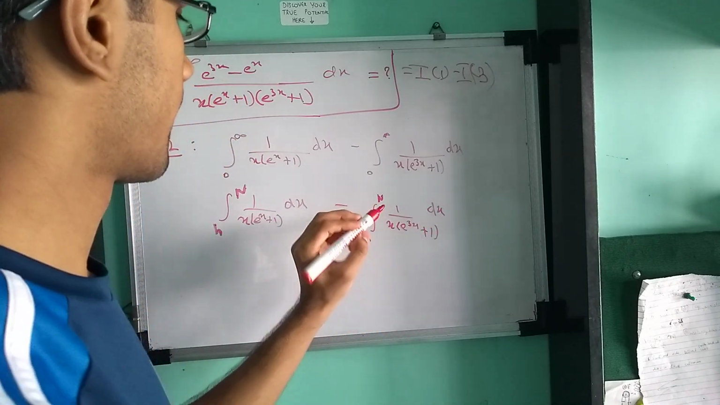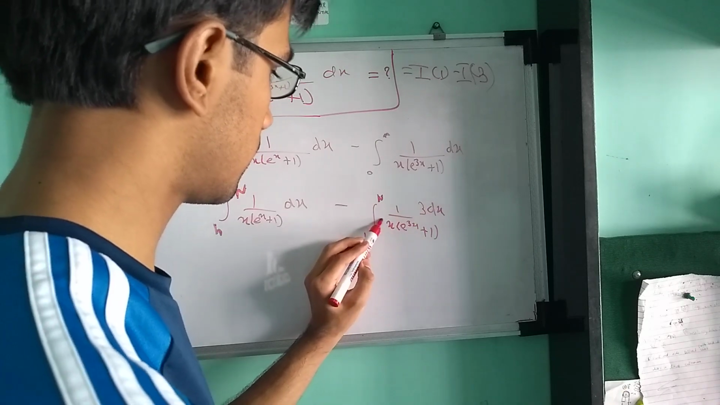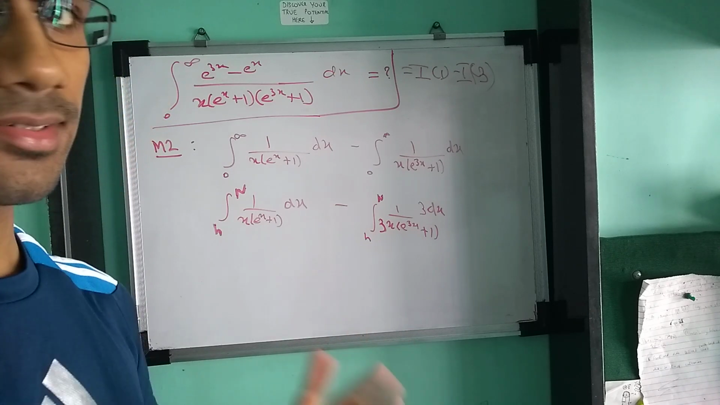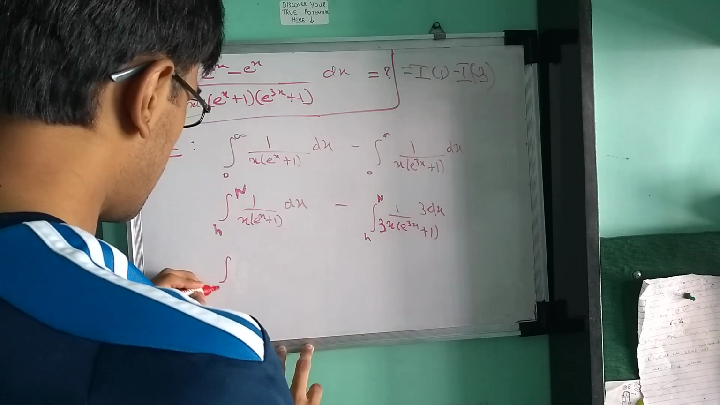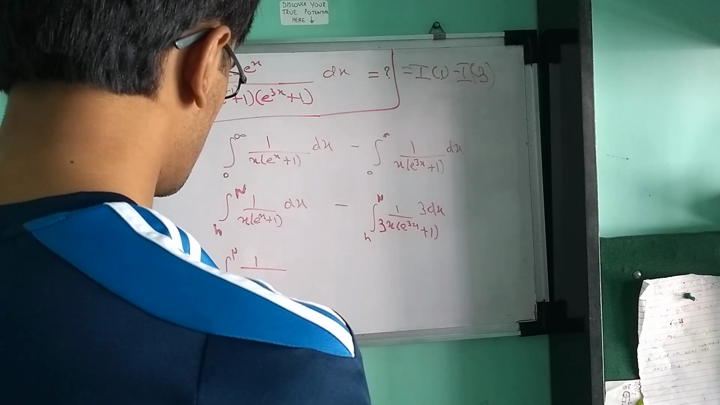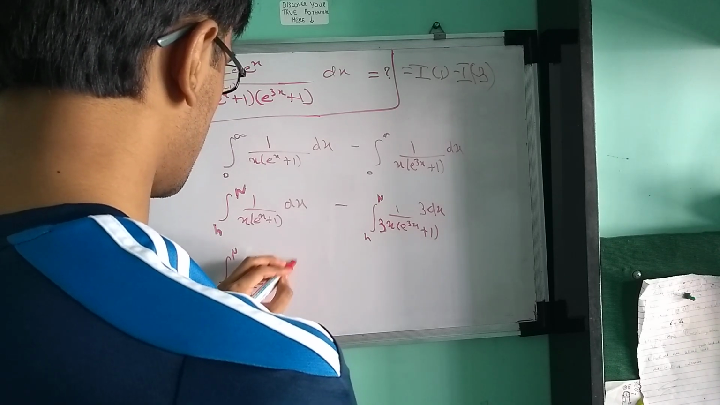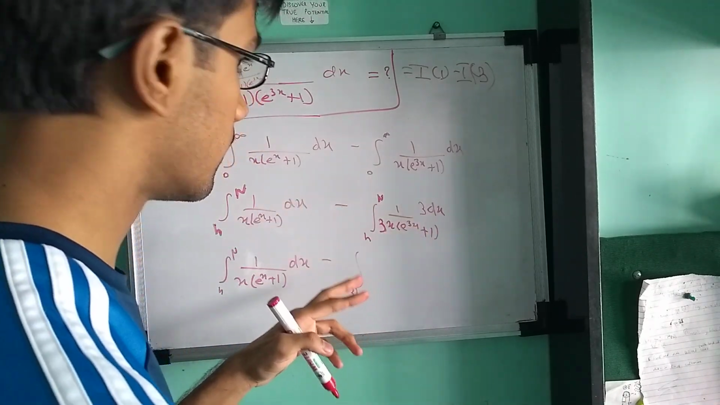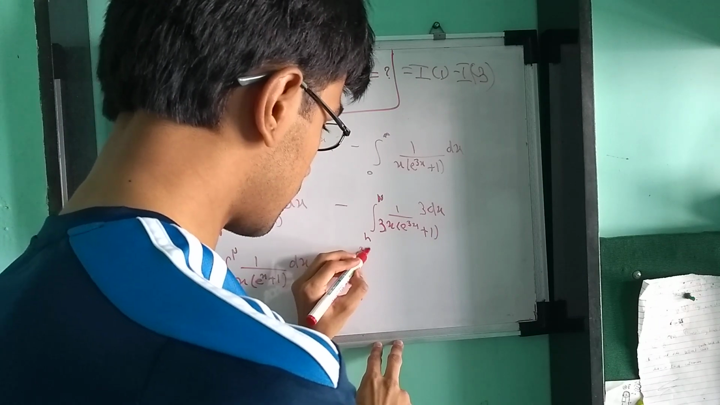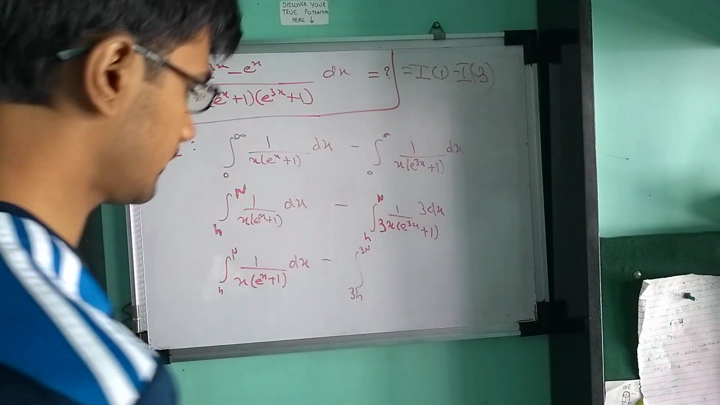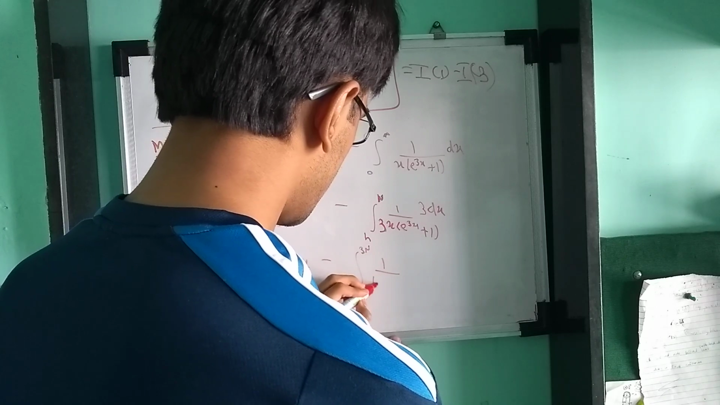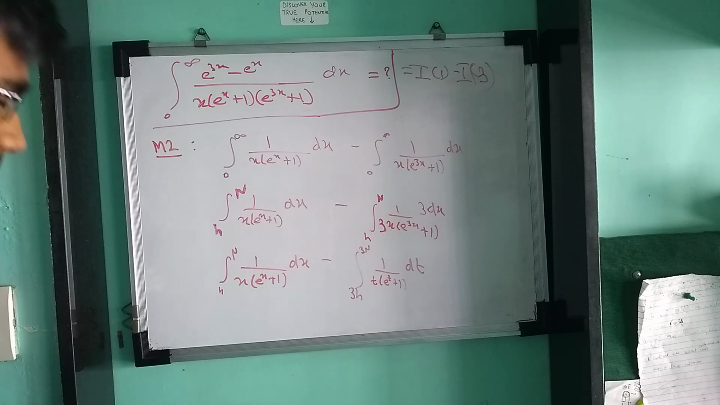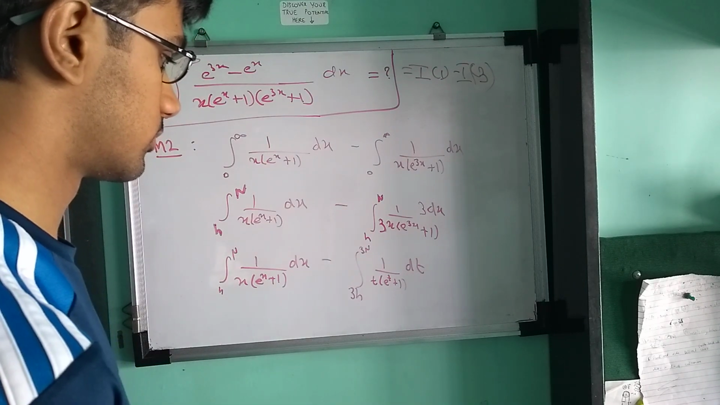Now what I'll do is, I'll multiply this by 3 and this by 3, right? And take 3x as t. What I'll get is the integral from h to n of 1 by x e to the power x plus 1 dx minus the integral from 3h to 3n, because I took 3x as t, of 1 by t e to the power t plus 1 dt. Okay? Now here's what I'll do.